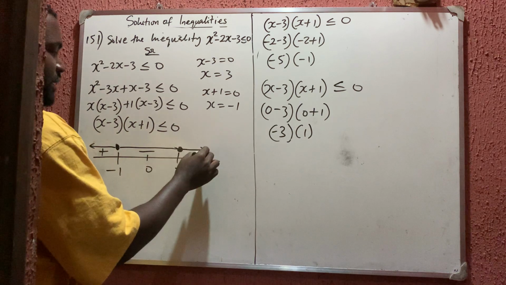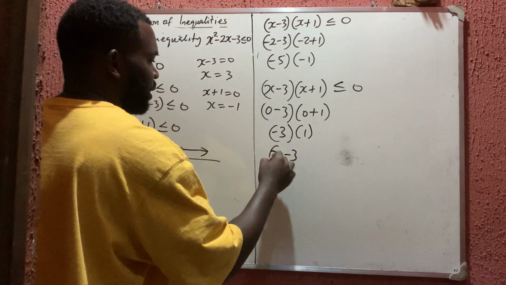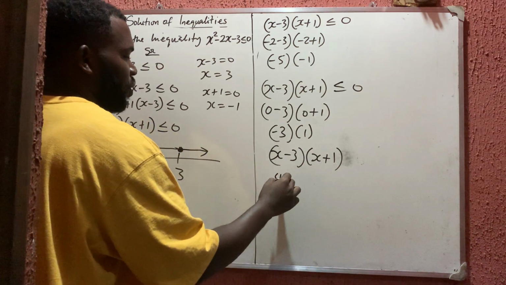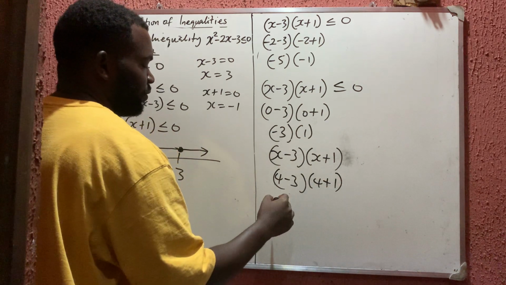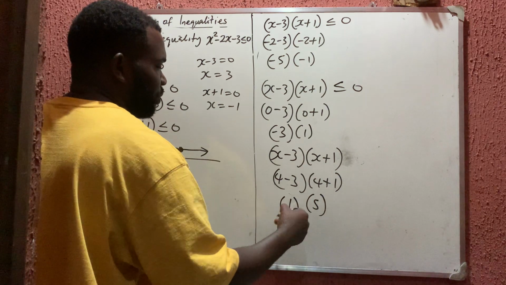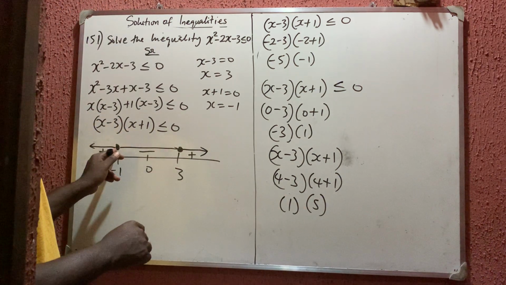So now any number that is greater than 3 is 4, for instance. So I have x minus 3 and x plus 1. Okay. So I have that 4 minus 3 and 4 plus 1. So this two is giving me 1 and 5. Both of them are giving me a positive answer. So the only answer that is correct is in between these two things.